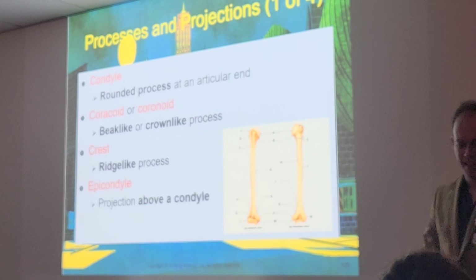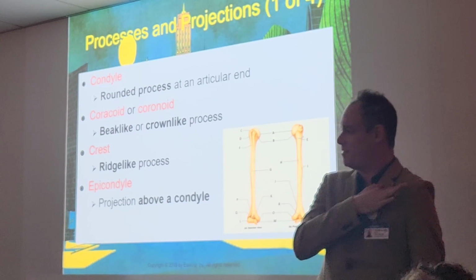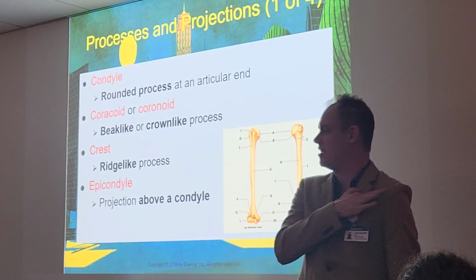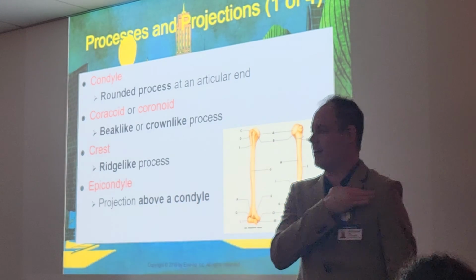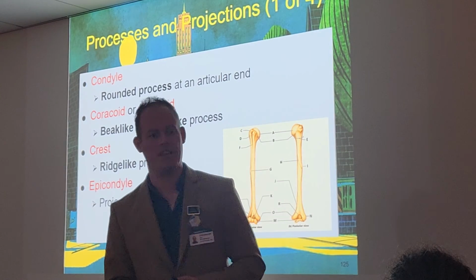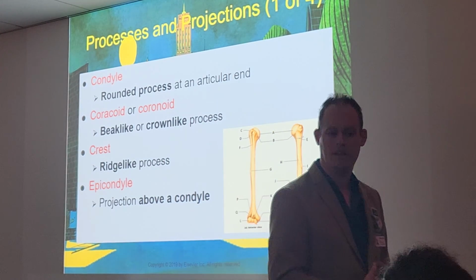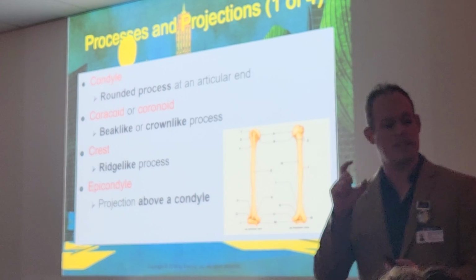If you palpate right here on your shoulder, you should feel a little bump. That is your coracoid process, on the scapula. A famous coronoid process would be found on your ulna. There's a coronoid process on the ulna, and it looks like a little beak, like a bird beak.